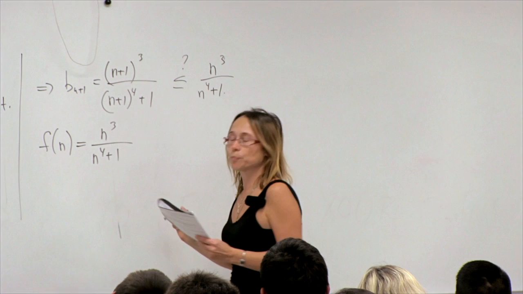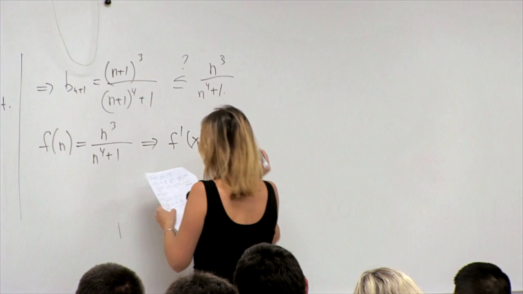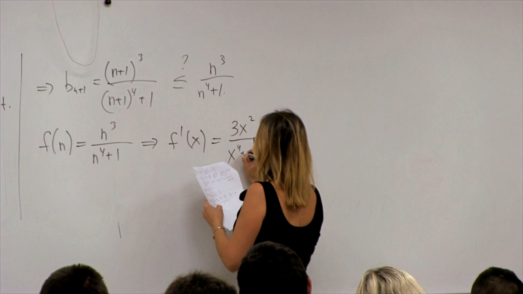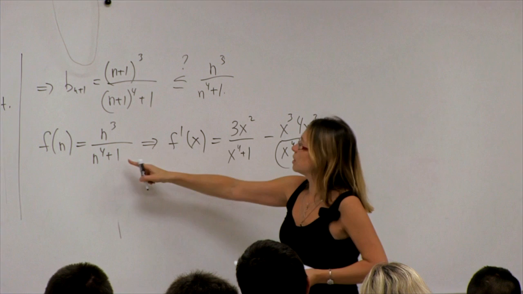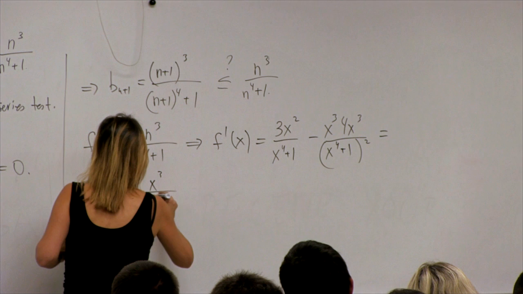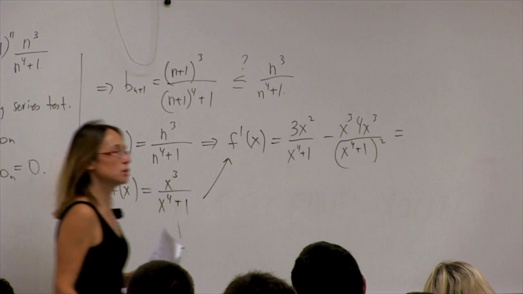I'm going to look at the derivative with respect to x. So 3x squared times (x^4 + 1)... It's a little bit messy, but it's nothing. Let me just write down f of x here for you. It's x cubed over x to the fourth plus 1. So this is the one that I'm differentiating. It's a fraction. Differentiating a fraction is relatively easy. I just have to simplify.